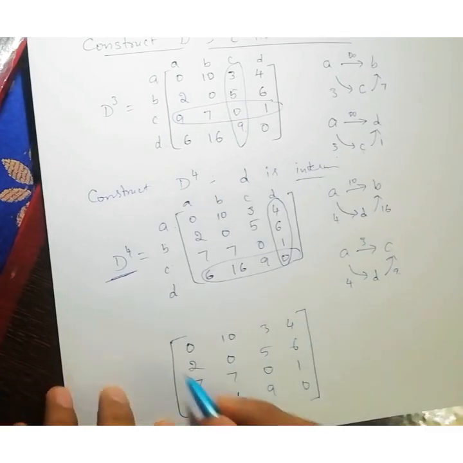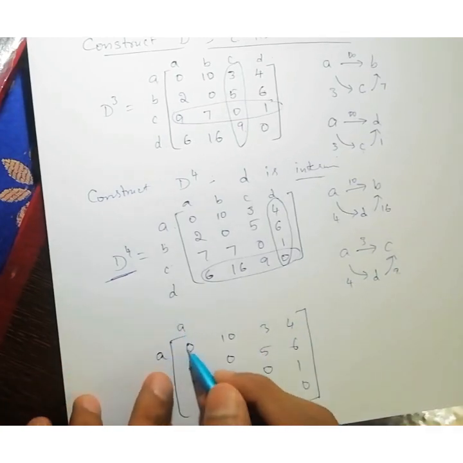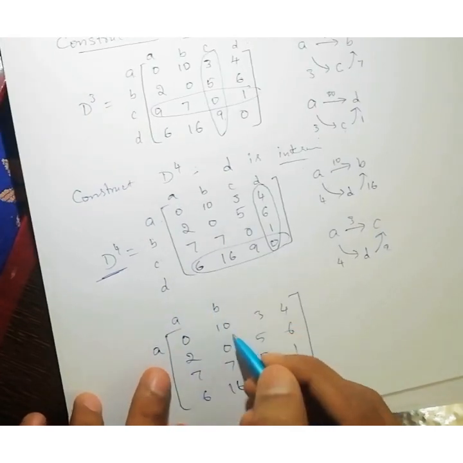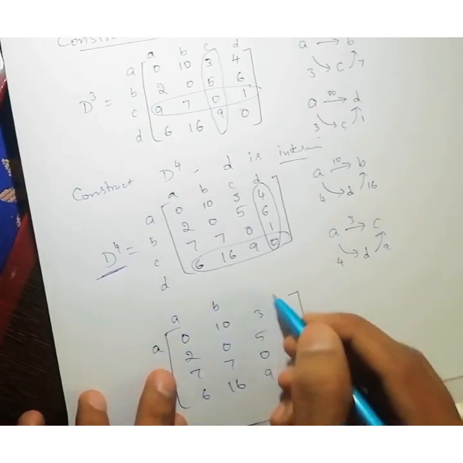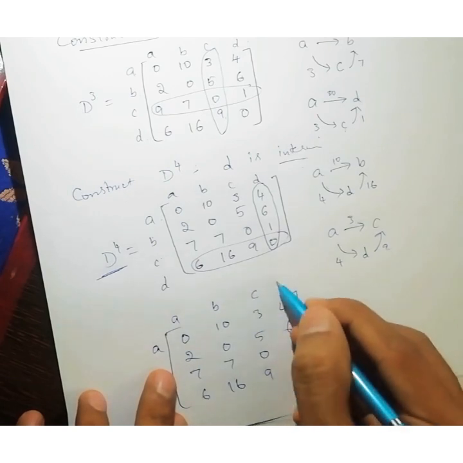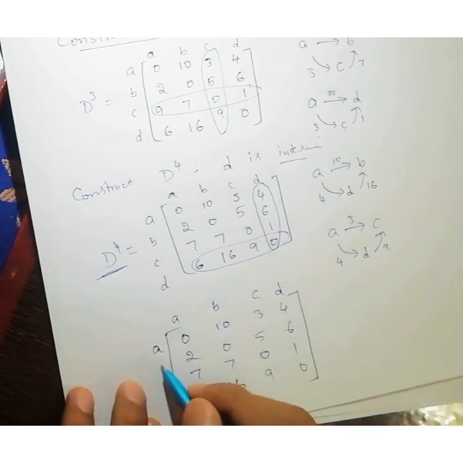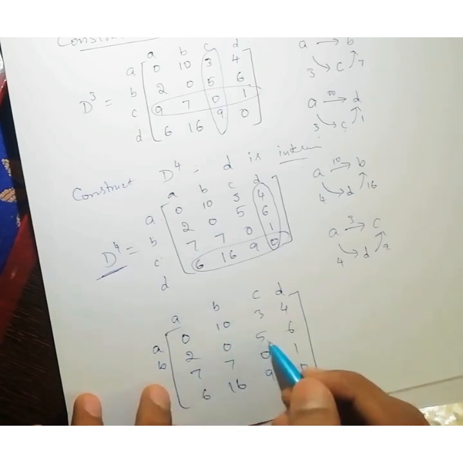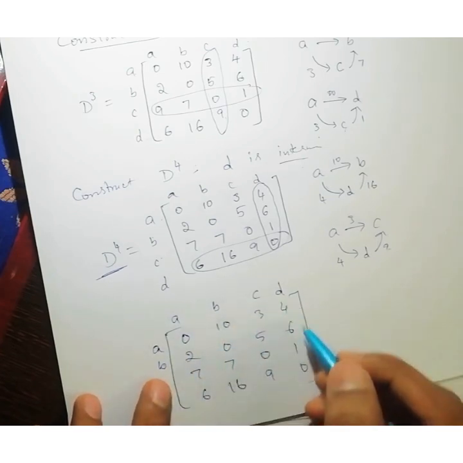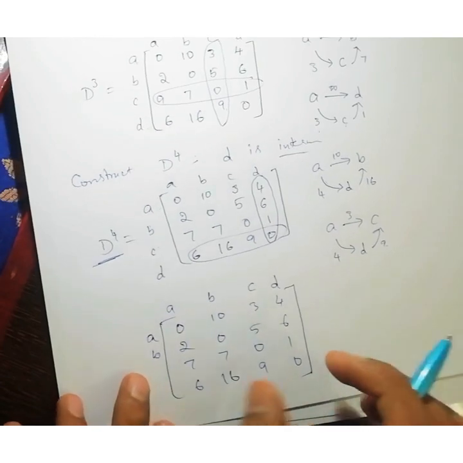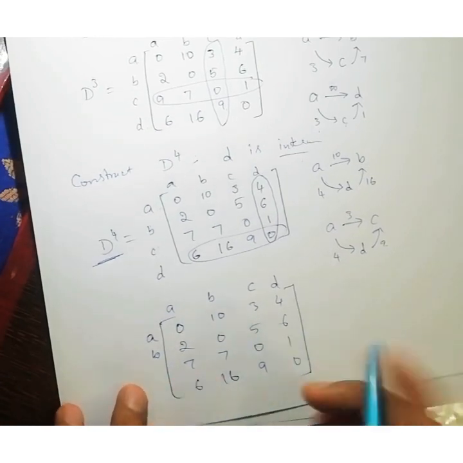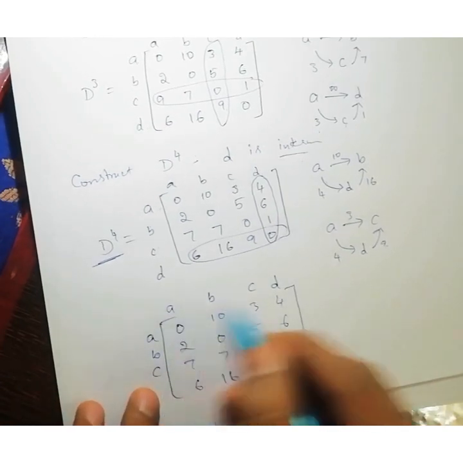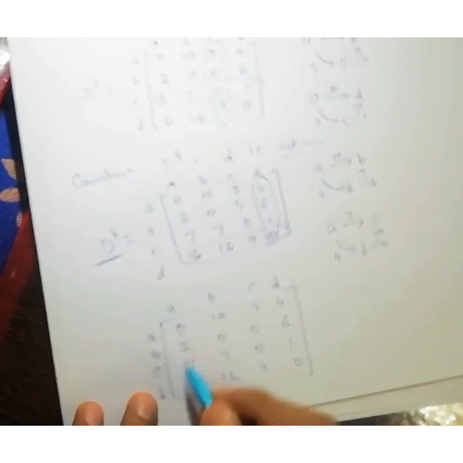That means from A to A is 0, from A to B the minimum path is 10, from A to C the minimum path is 3, from A to D the minimum path is 4. Next, from B to A the minimum path is 2, B to B is 0, B to C the path is 5, B to D the path is 6. Either it may be direct edges or indirect edges. Similarly for C to all other vertices, and from D to all other vertices.